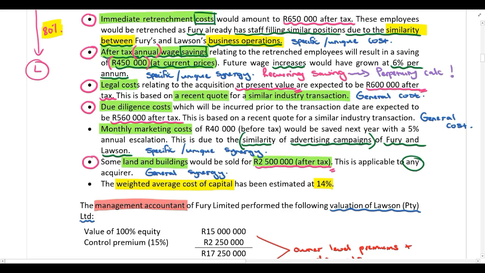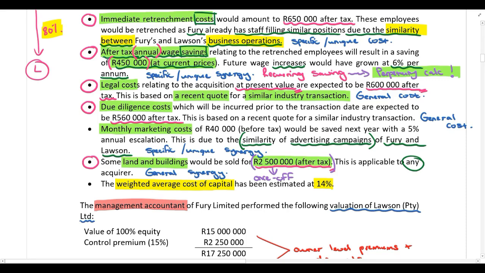Guys, you can see this is different to the sale of land and buildings. With the sale of land and buildings, they would have an inflow of 2.5 million Rand, but that's once off. It's not recurring. This is a recurring or an annual wage saving. So we need to perform a perpetuity calculation.